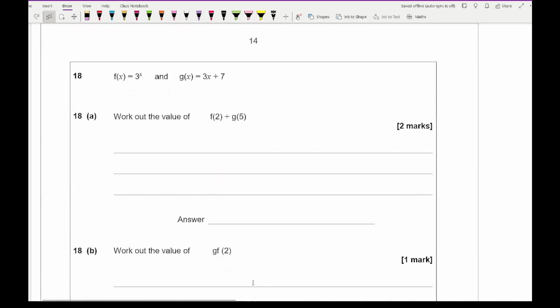Moving on to question 18, it says f of x equals 3 to the power x and g of x equals 3x plus 7. Work out the value of f2 plus g5. So for this one, what we're doing is substituting 2 into the function. So we've got f and replacing the x with the number 2. So that's going to be 3 to the power 2 plus, and then if I substitute x equals 5 into g of x, I get 3 lots of 5 plus 7. Now if I start working out, 3 squared is 9, 3 times 5 is 15, plus 7 is 22, so it's going to be 9 plus 22, which is 31.